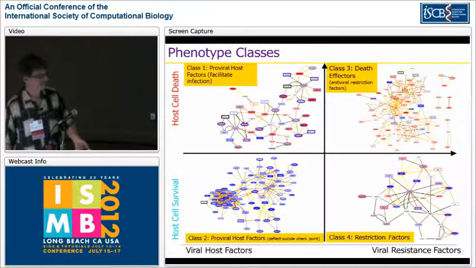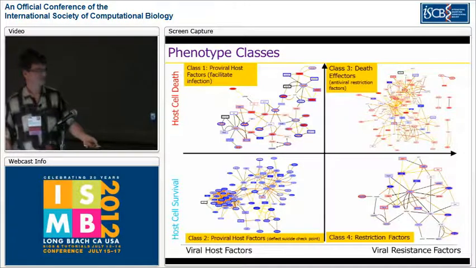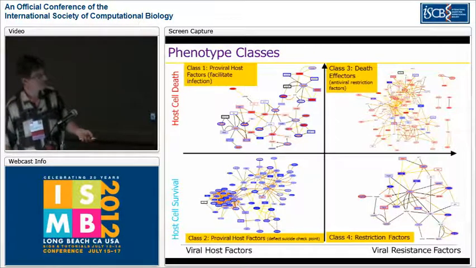So these are the viral host factors on the x-axis. On this side of the axis, I have the viral resistance factors, which are the host defense factors. On the other hand, here are all the factors that would work for the survival of the host cell, and here against the survival of the host cell.